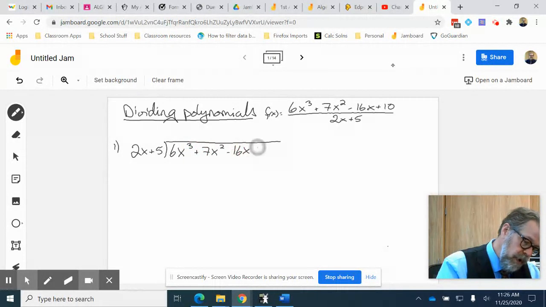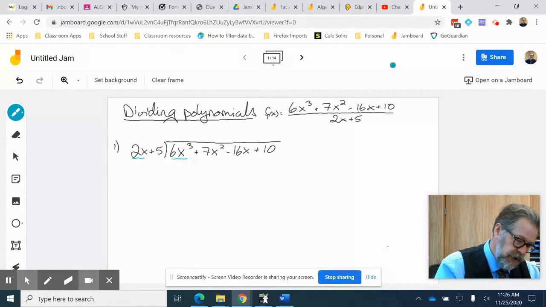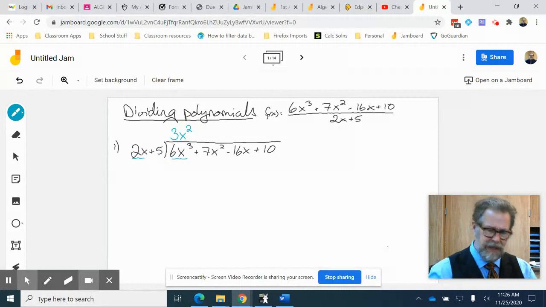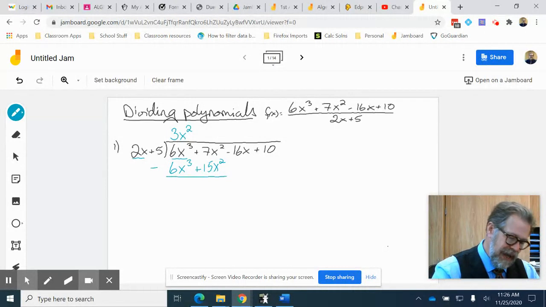And what we do is we start by saying how many times does 2x go into 6x cubed? And we know that that's 3x squared times. We're only looking at the leading terms. So in long division, then what you do is you multiply your 3x squared by the whole divisor. So what I get now is I get 6x cubed plus 15x squared, and I subtract. The 6x cubes obviously cancel out. 7x squared minus 15x squared, I get negative 8x squared.